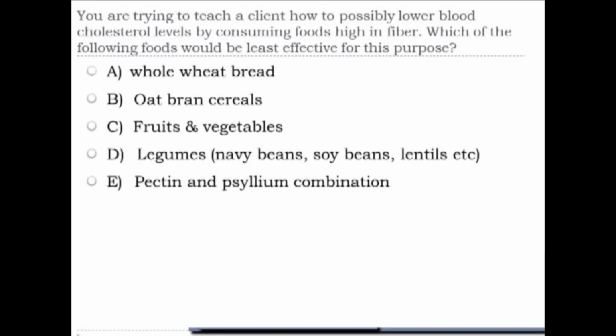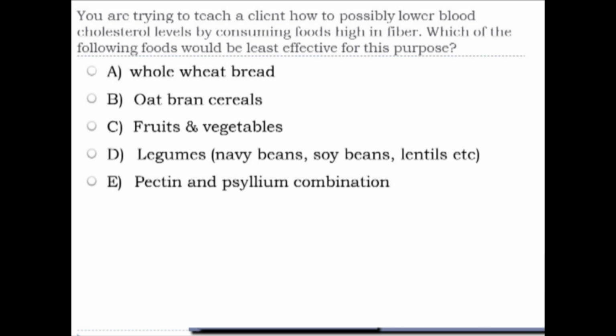Here's a critical thinking question. You're trying to teach a client how to possibly lower blood cholesterol levels by consuming foods high in fiber. Which of the following foods would be least effective for this purpose? Pause the video, think about it, maybe read a bit about fiber in your chapter, and then I'll reveal the correct answer on the next slide.